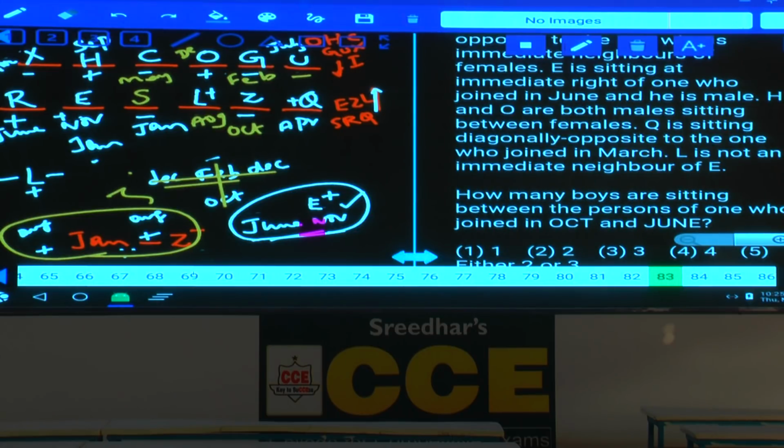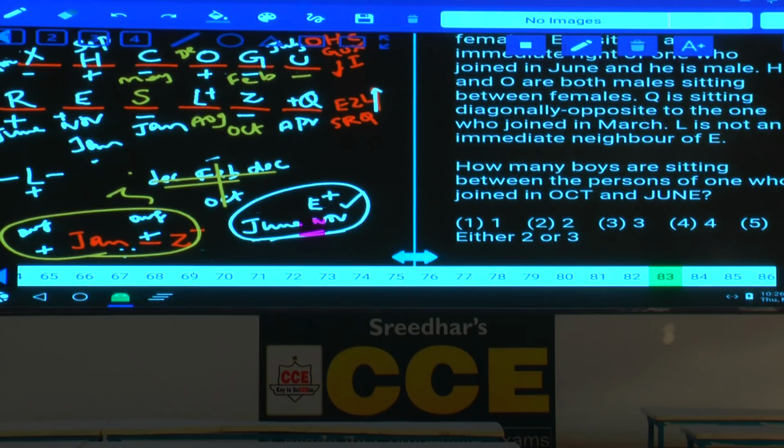Then question number 83. How many boys are sitting between the persons who joined in October and June? In between October and June, tell me how many boys are there? Tell me what is your answer here? Only 2 persons. So who are those 2 persons? E and L. Only 2 persons, that is choice 2. Here the question is about the boys rather than how many persons are there in between.